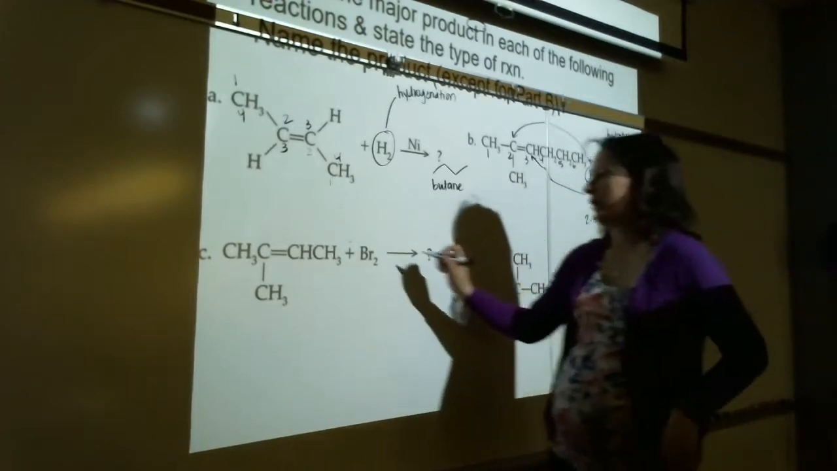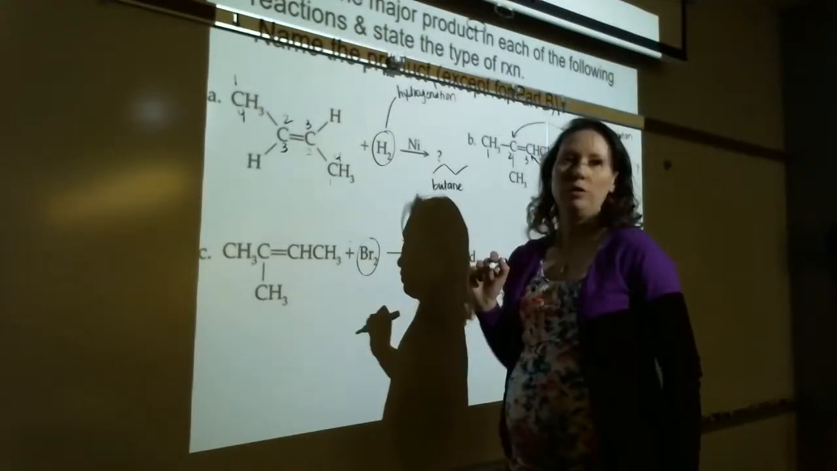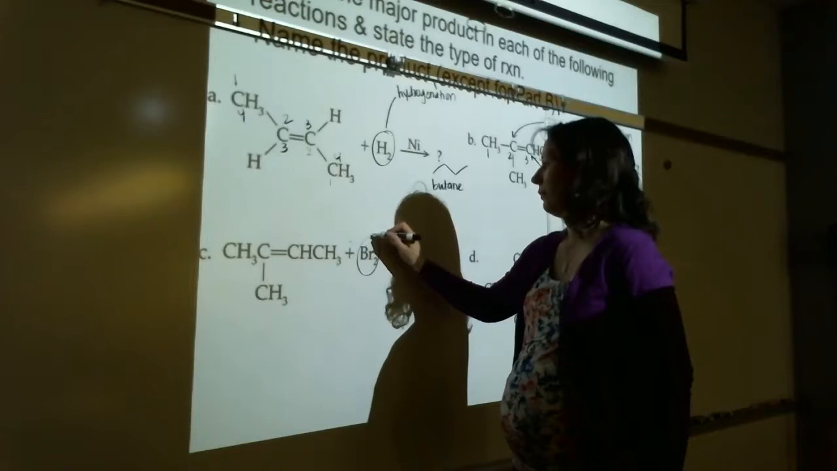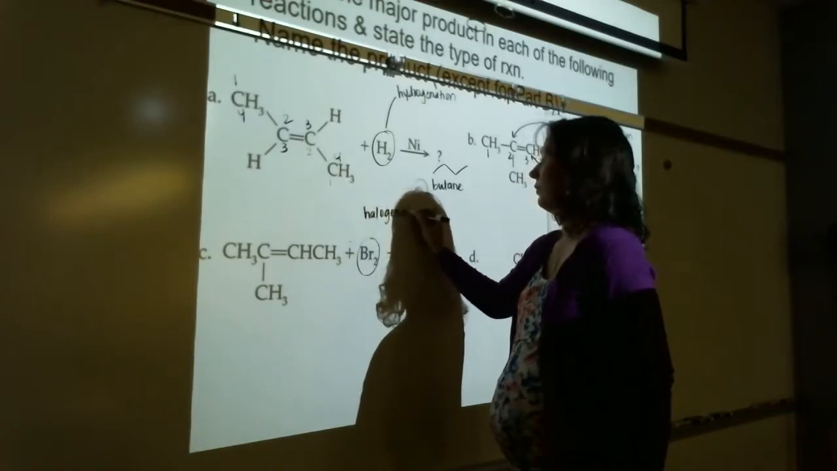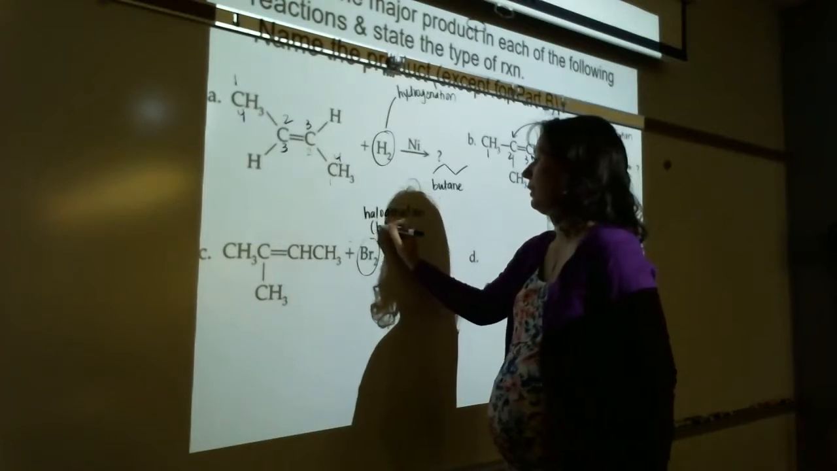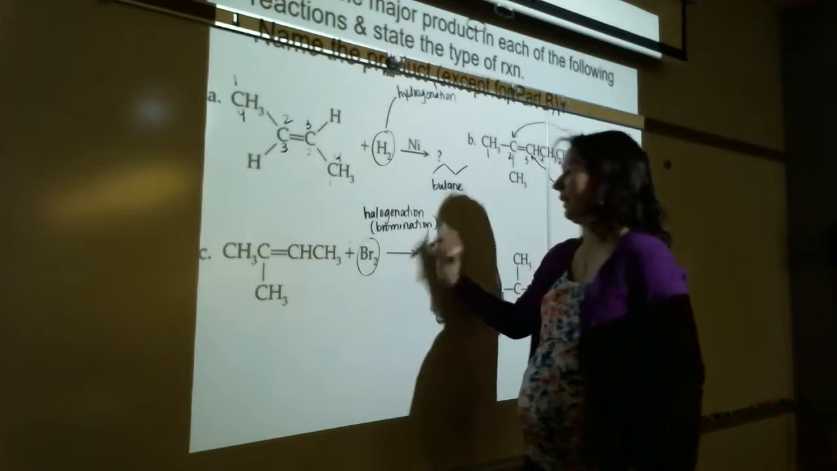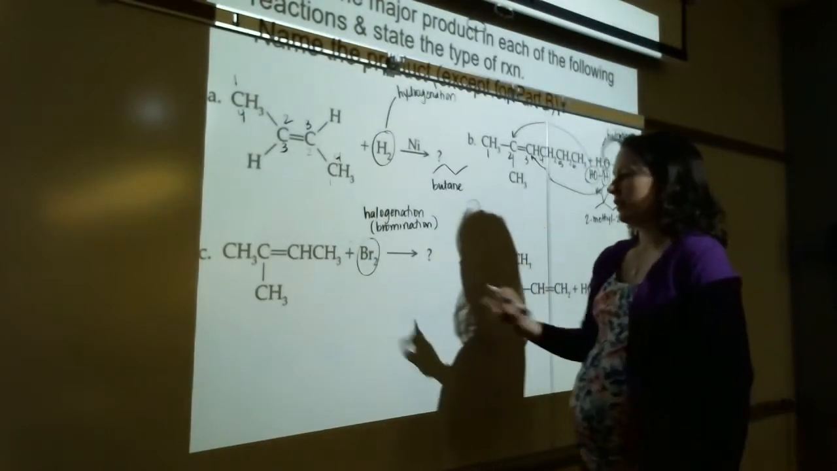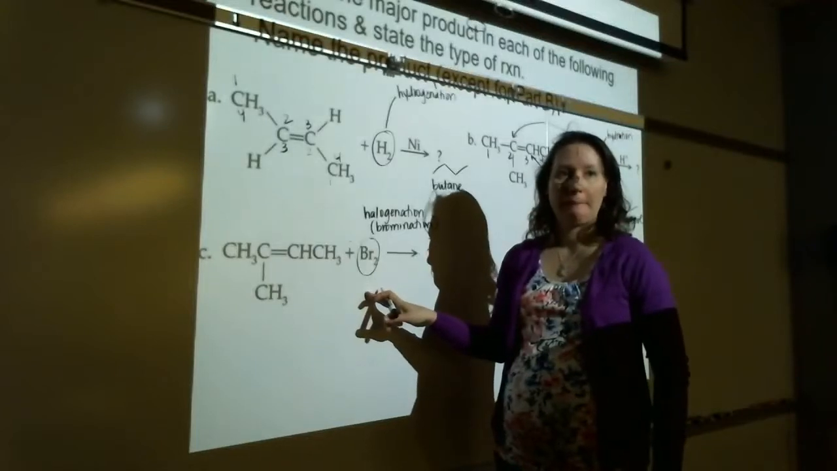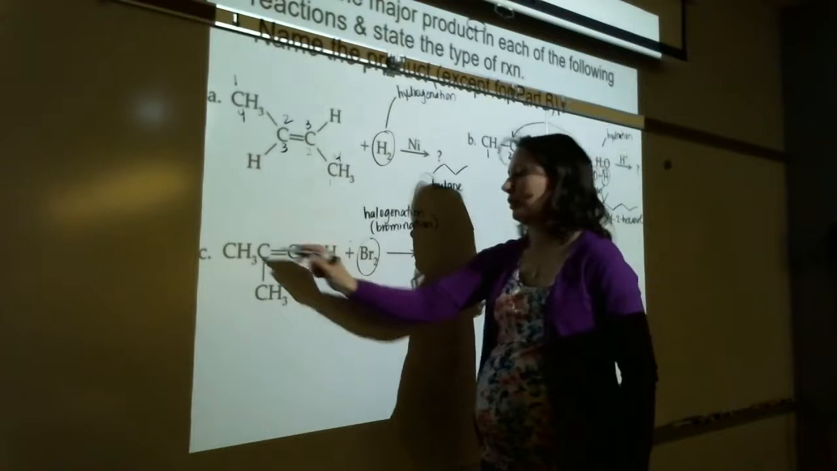All right, what type of reaction is this? I'd accept two answers. Halogenation. I would have also accepted bromination, because that's just saying that you're using bromine as the halogen. Does Markovnikov's rule apply here? Nope. Right, because one bromine goes on each one of these.